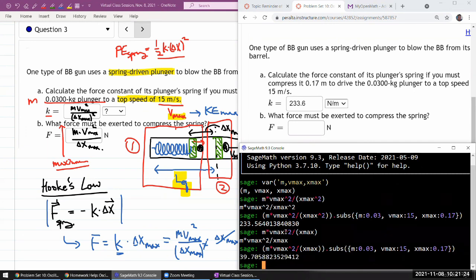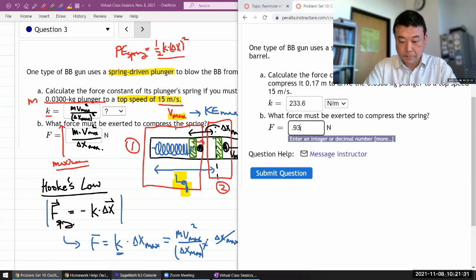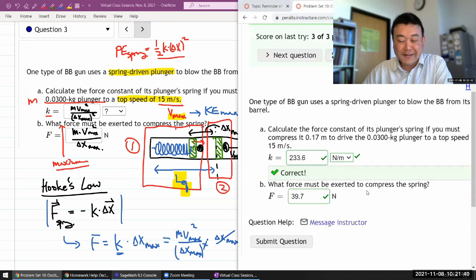Okay, the maximum force is 39.7 newtons, yeah. 39.7, sorry. On my keyboard, the 3 and the period are very close. Yeah, so that's it.